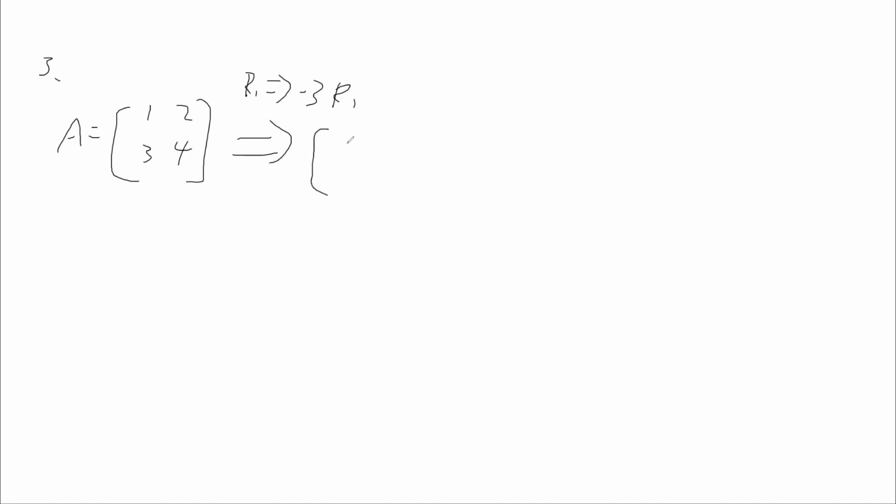All right, and the third one is when you multiply a row by a constant. So let's say A is 1, 2, 3, and 4. And then I want to get matrix B by multiplying row 1 by -1. Let's not do -1. Let's say -3. So row 1 is going to become -3 times row 1. That means row 1 is going to be -3, -6, and row 2 is still the same. Let's call that matrix B.